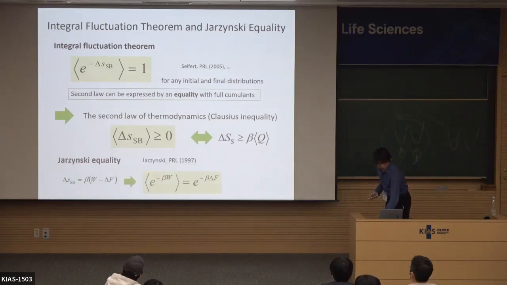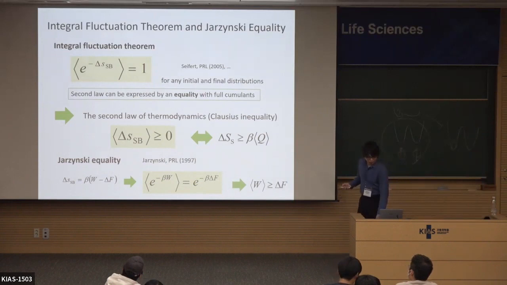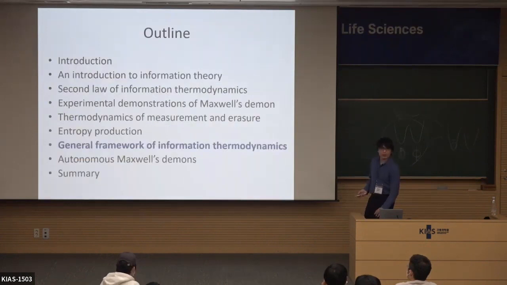And again, as a special case, we can recover the Jarzynski equality if the initial distribution is thermal equilibrium and if W is the stochastic quantity, and that is related to the stochastic entropy production. Okay, so this is just a short review of the concept of entropy production. And now we can apply this to information processing scenarios.